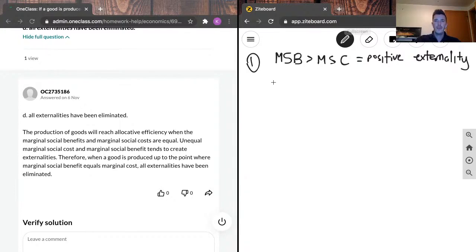Second scenario, we've got that the marginal social benefit is equal to the marginal cost, which is the scenario that we're looking at in this question here. And when that's the case, we're going to have no externalities.